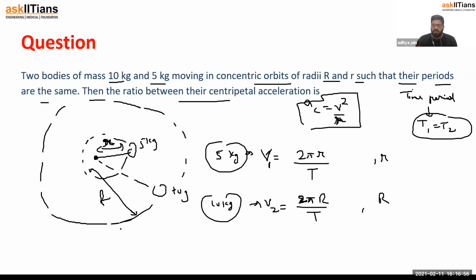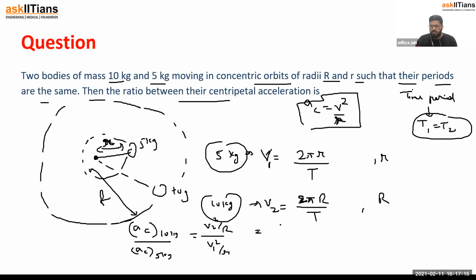So what should be the ratio? The ratio between centripetal accelerations, I am writing acceleration of 10 kg divided by centripetal acceleration of 5 kg. This will give you v2 square by capital R over v1 square by small r, that is v square by r. So we have seen v1. What is v2?